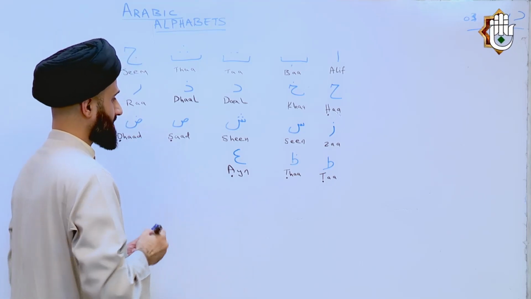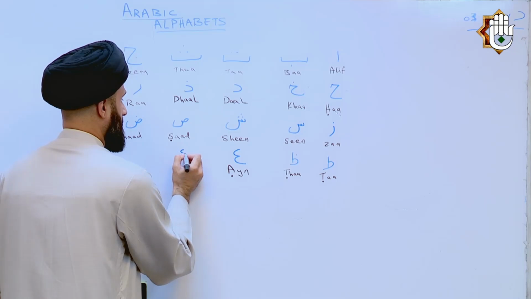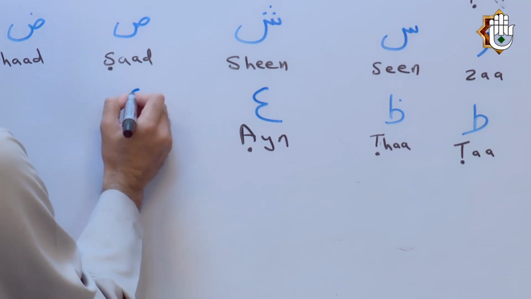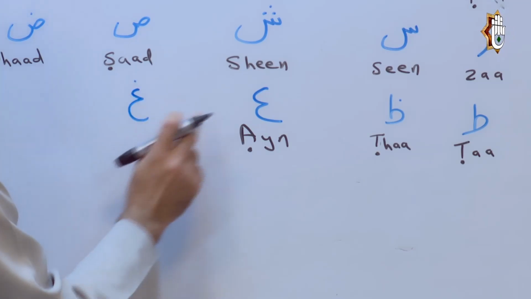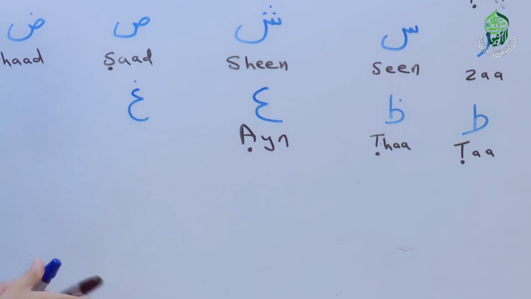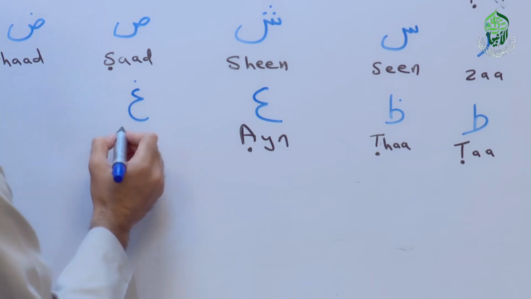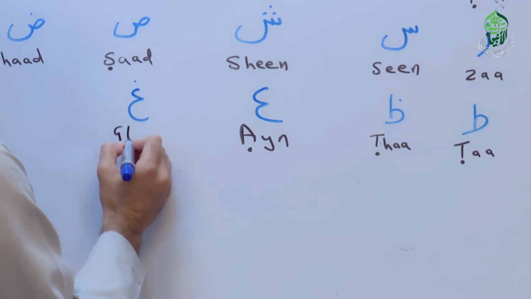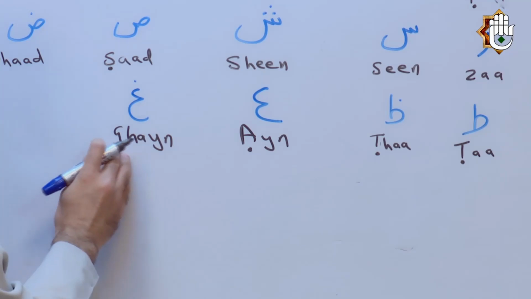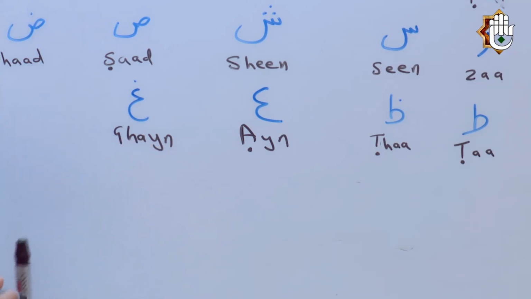Let's go to the next letter, dear brothers and sisters, ghayn. It's written the same as ayn. Pay attention to that. The only difference is that it has a dot on the top. So we will write this down in our transliteration: G-H-A-Y-N. Ayn, ghayn.